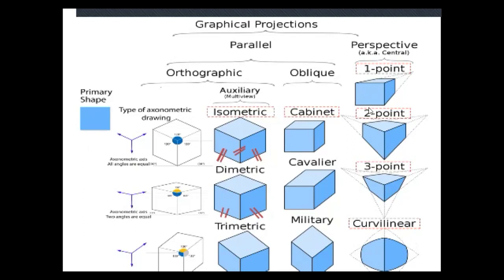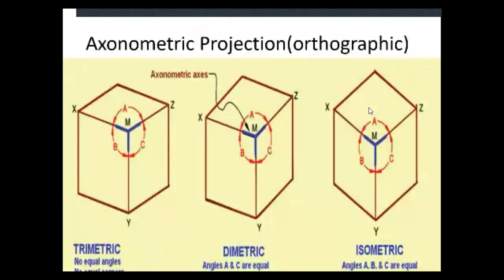Now we discuss axonometric projections or orthographic projections. Here you can see an object where all three angles are equal. Here you can see another object, but two principal angles are equal. And here you can see all three principal angles are different.